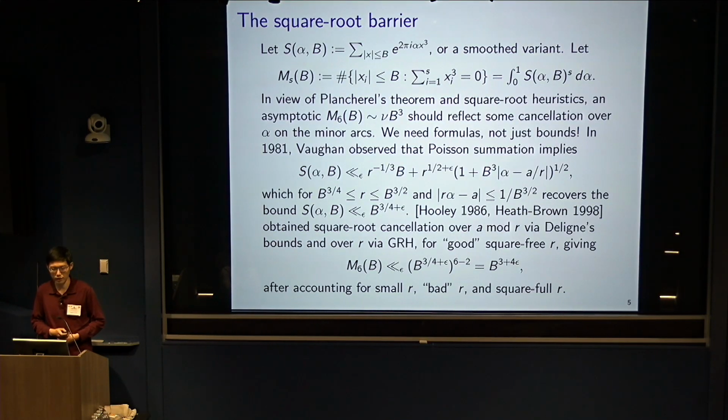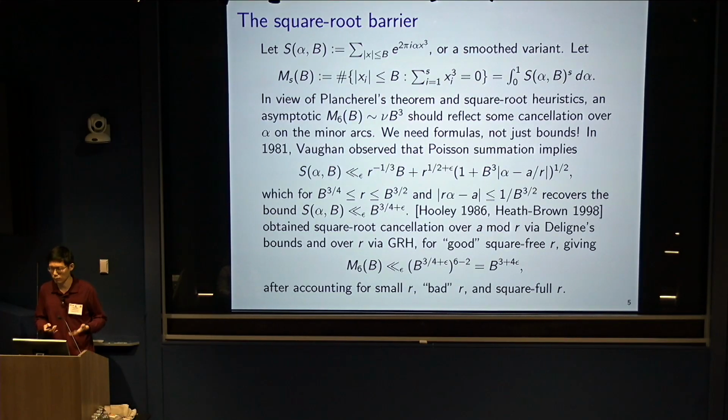So they pointed out that if you take the 6th moment and average over arcs, you can get square root cancellation over the numerator A mod R through Deligne's work. And you can get further cancellation over the denominator of the fraction R, or the modulus, through GRH, at least for generic, say, square-free moduli R. And at least heuristically, this shows that M6 is at most B to the 3/4 to the 6, and then minus 2 for the square root cancellation over A and R. And if you work that out, it's 3 plus epsilon. So that's a near optimal bound.